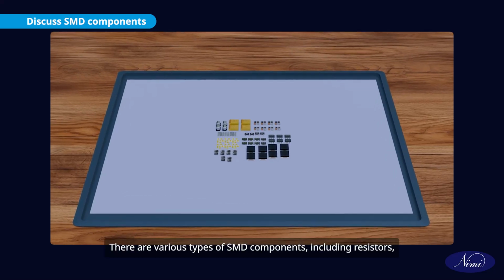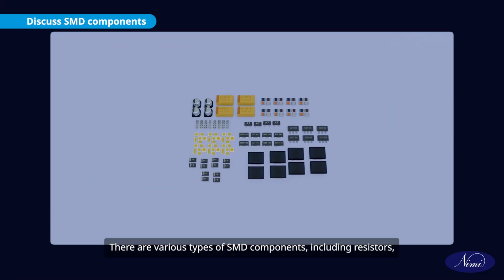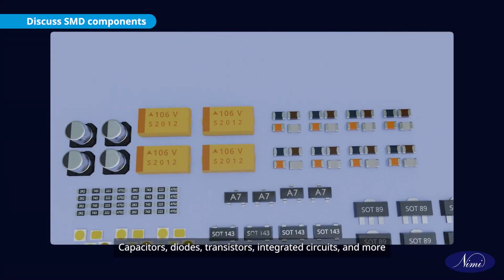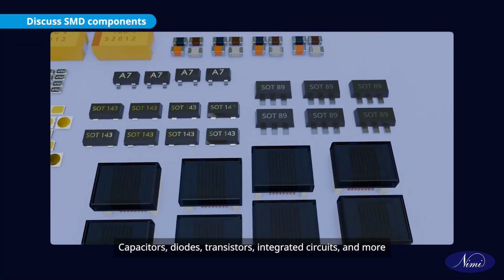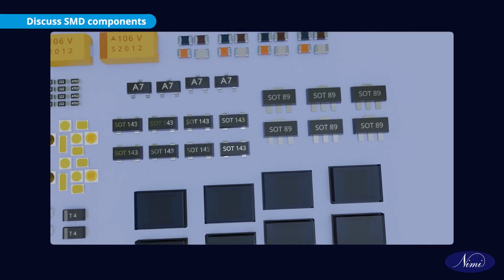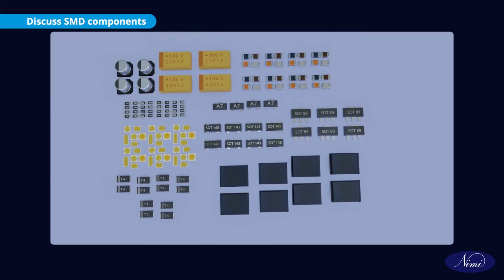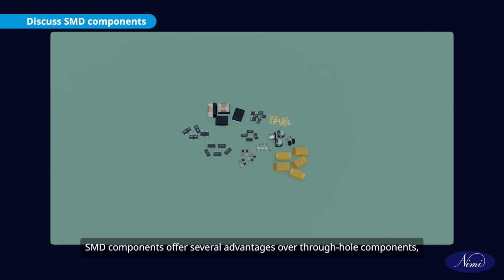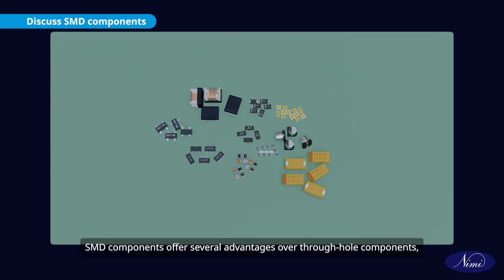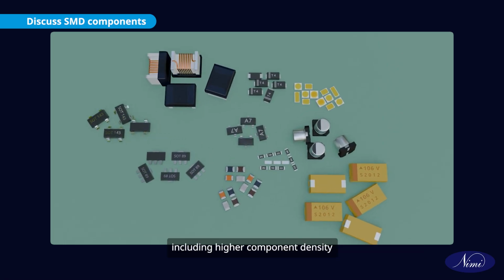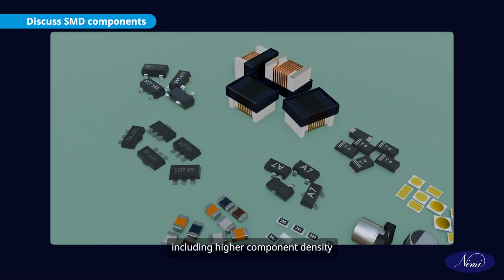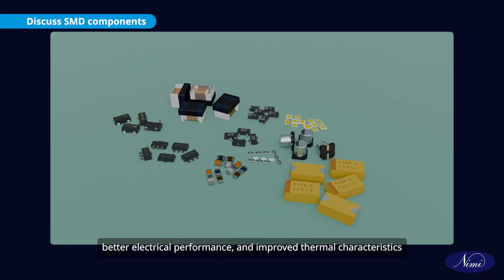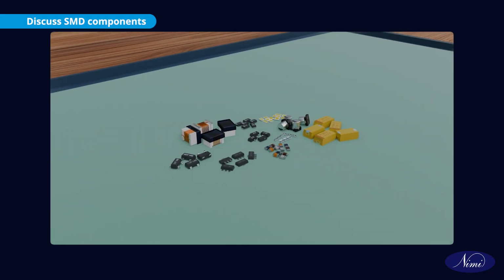There are various types of SMD components including resistors, capacitors, diodes, transistors, integrated circuits, and more. SMD components offer several advantages over through-hole components including higher component density, better electrical performance, and improved thermal characteristics.